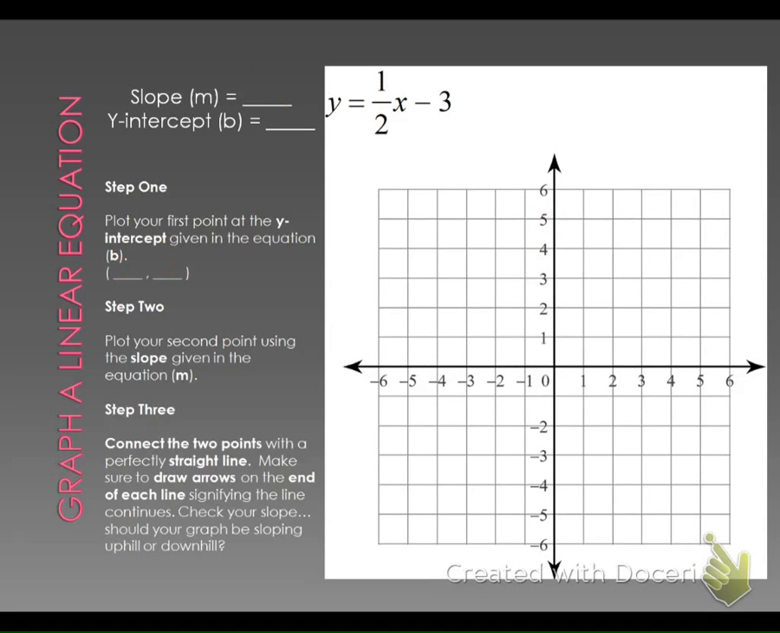Let's try another one. What's the slope of this equation? You say 1/2. And what's our b value? I'm hoping that you said -3. Don't forget that sign. Therefore, your y-intercept is located at 0, -3. Let's plot that. 0, -3 is located right here.